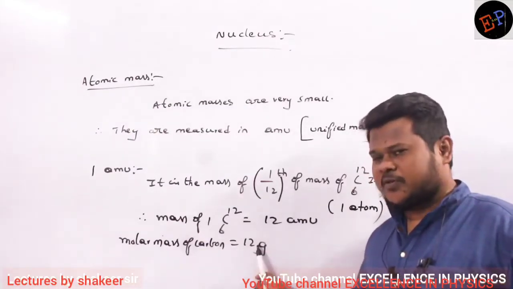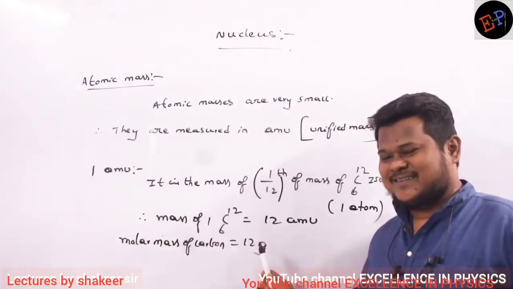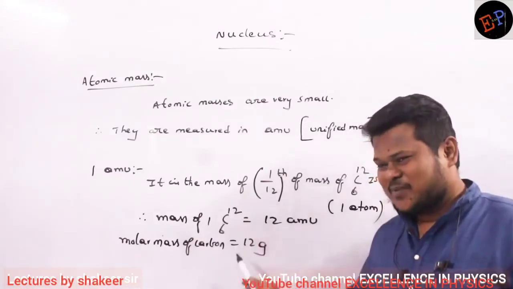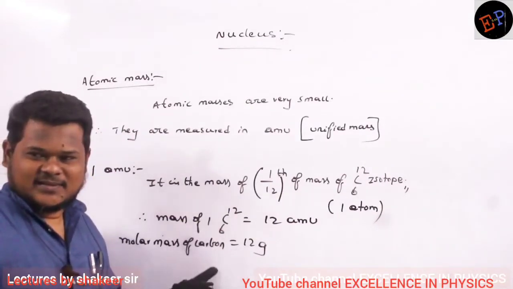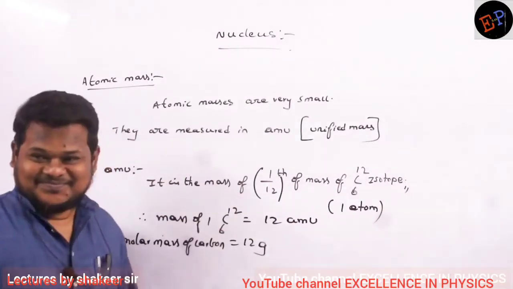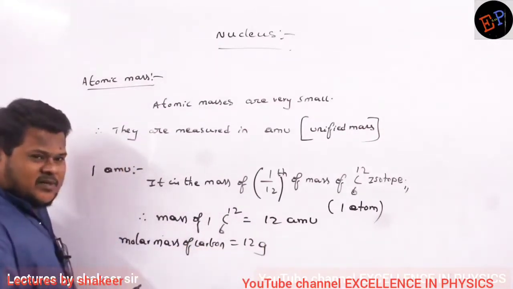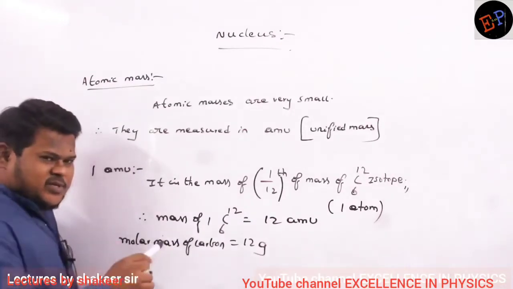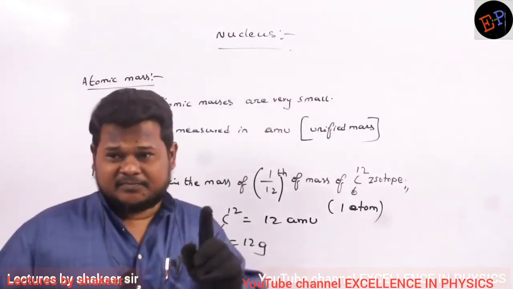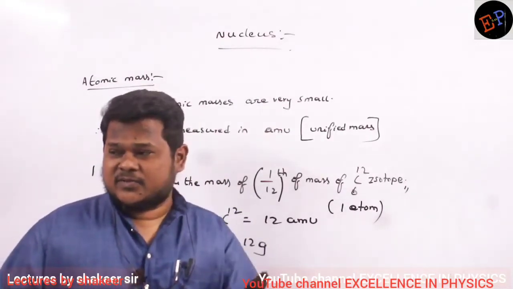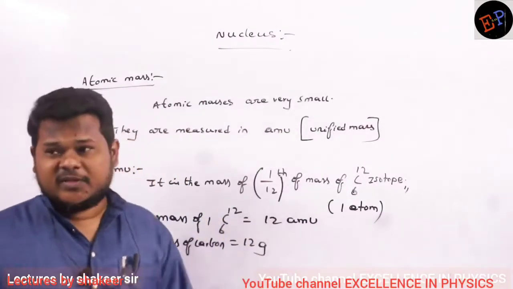12 grams means 1 mole. 1 mole means what? 6.0... What is that? ఈ రెండింటికి డిఫరెన్స్ చెప్పండి. 12 AMU అంటే ఏమని? This is the mass of one atom. Molar mass means what? Mole means 6.023 into 10 power 23 atoms. It means if you take the mass of not a single atom, but 6.023 into 10 power 23 atoms of carbon, then their total mass will be 12 grams. That is the meaning of it.